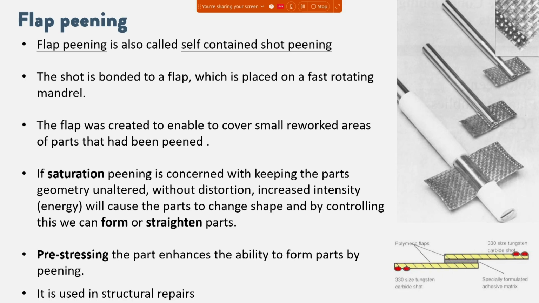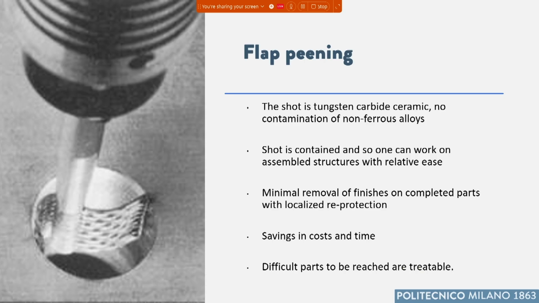Pre-stressing the part enhances its ability to form, but here what is maybe more important is this key. Here we have the flap, the yellow part, and at the end we have the hard balls that are the tool of the treatment. The shot is tungsten carbide, ceramic. So here is an application on a small hole that must be peened or repaired.